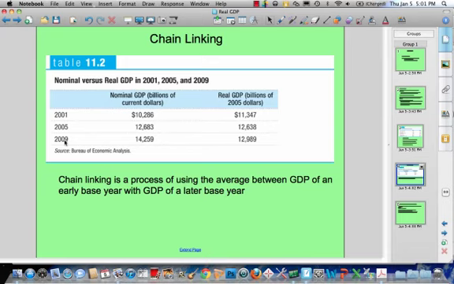We could take 2009 GDP and use real GDP versus nominal GDP for 09 using 05 dollars. We could also do it using 01 dollars. And what chain linking does is basically use average GDPs over a course of different calculations. If you can understand that, we're in pretty good shape. We can talk about it more if it's not clear.